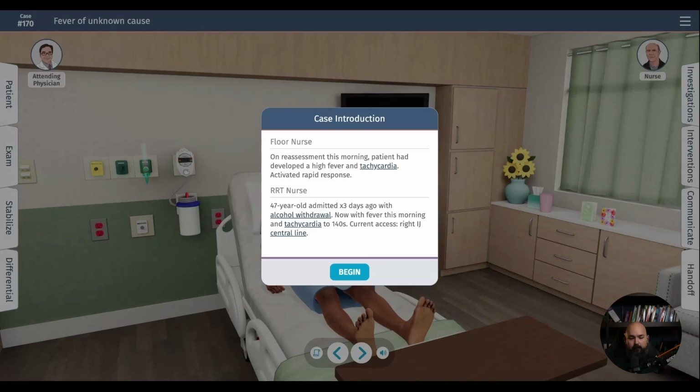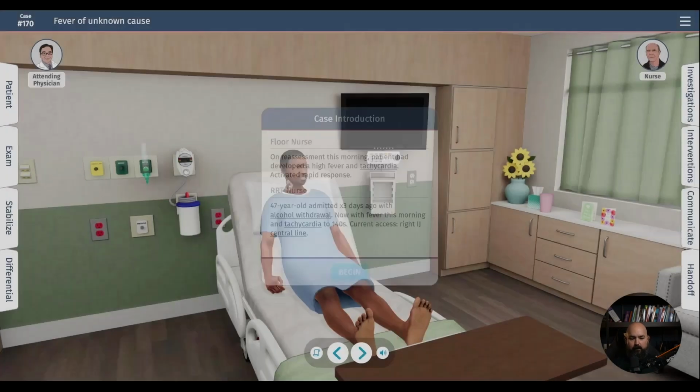This is information from the floor nurse. It says, on reassessment this morning, patient has developed a high fever and tachycardia and has activated a rapid response. When I selected the case, it did tell me this is a patient that's been admitted for, I believe, acute alcohol withdrawal, but it will reiterate that when you go through your case selection menus. It says, RRT nurse, 47-year-old who's been admitted 3 days ago with alcohol withdrawal, now with fever this morning and tachycardia to the 140s. Current access is a right IJ central line. That feels a little foreboding. So let's go ahead and begin the case.